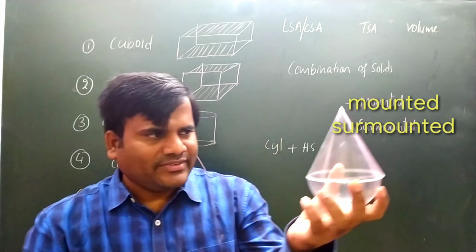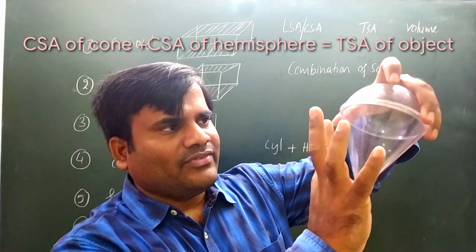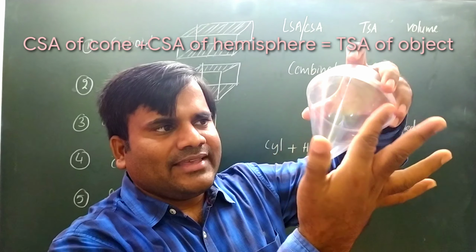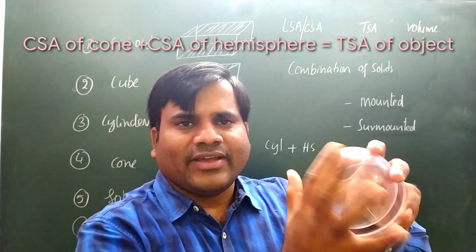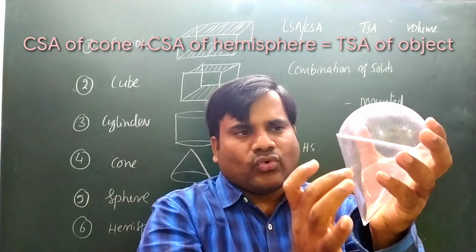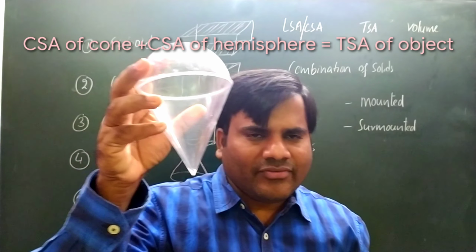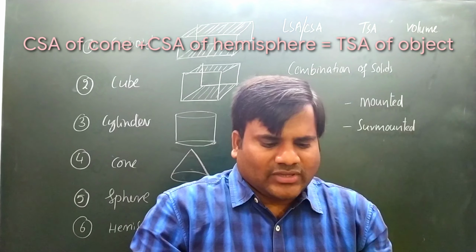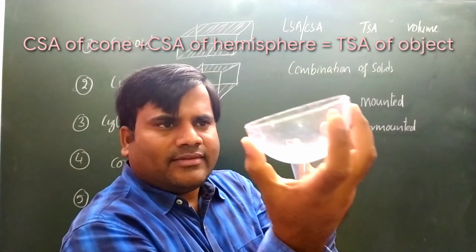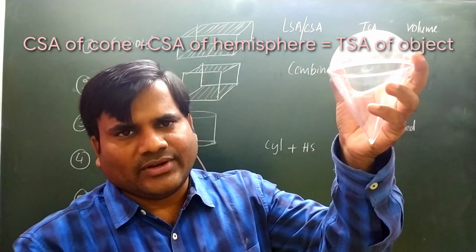To find the surface area of this type of combination of solids, first we need to find the surface. Here you see, this surface is nothing but CSA of cone. Next, this one is CSA of hemisphere. So CSA of cone plus CSA of hemisphere is the total surface area of this solid. Volume is also the same. The volume of cone plus volume of hemisphere is the volume of this solid.